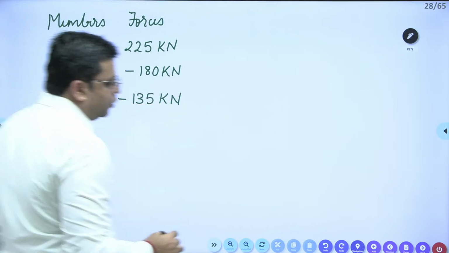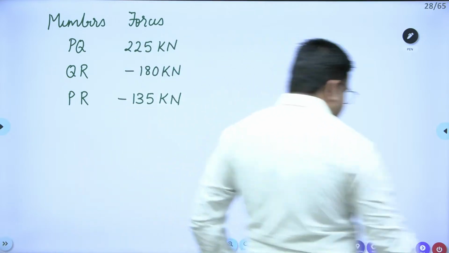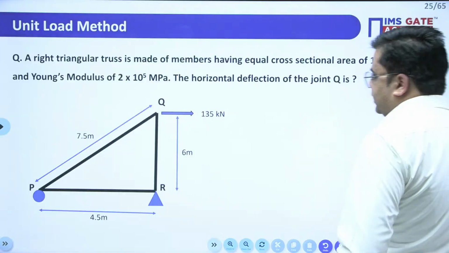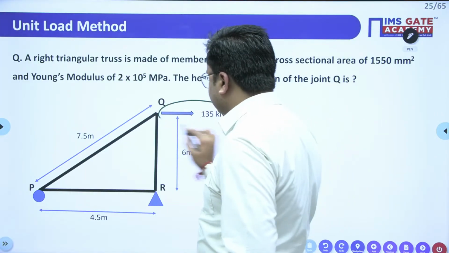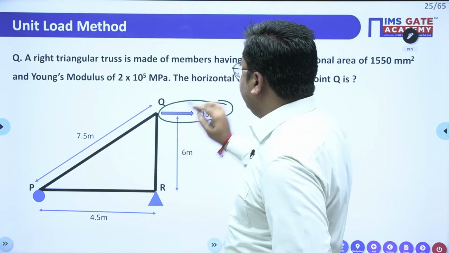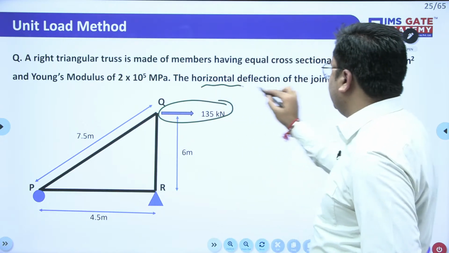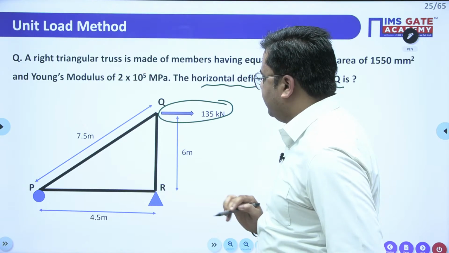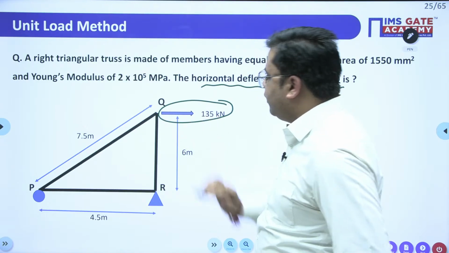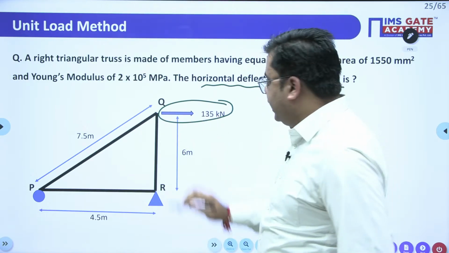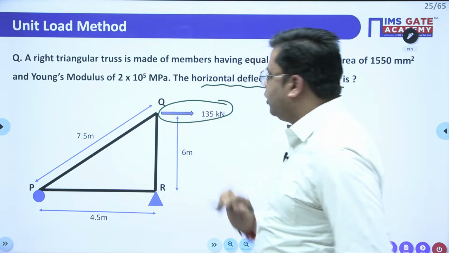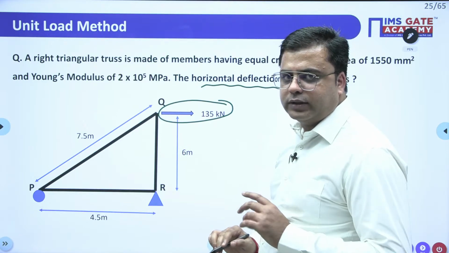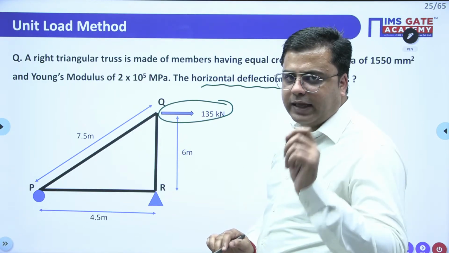Now what you have to do is, for this same structure, you have to just remove the external load, and you need to calculate the horizontal deflection at joint Q. For calculating this horizontal deflection at joint Q, first you have to remove this external load, and then apply the unit load at this position and again calculate all the member forces. That is going to give you the K values.